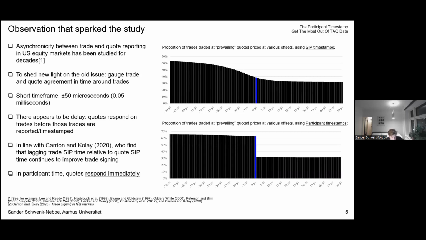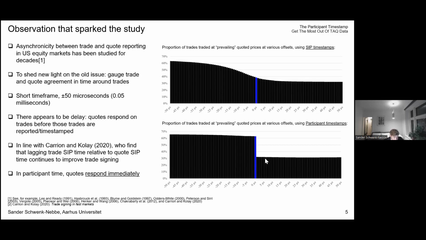So in participant time, we don't see the same asynchronicity. In fact, the data appears to be perfectly synchronized, but that's not the key here. The key is that in no time at all, so if we just add 1 microsecond to the participant timestamp, trades no longer match with their prevailing quotes. And this directly implies that there are a lot of quote updates happening very close to trades in time, in participant time at least. And that is something worth looking into.